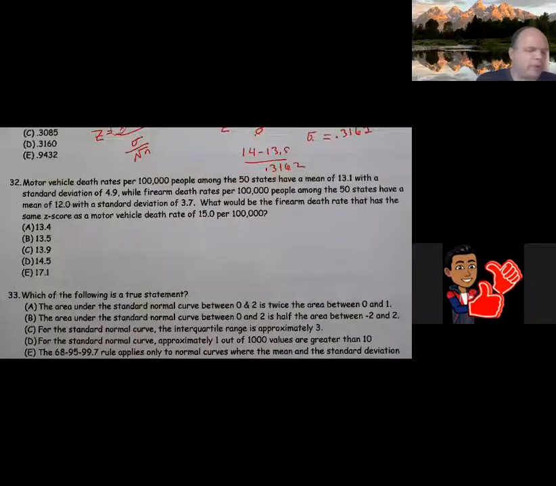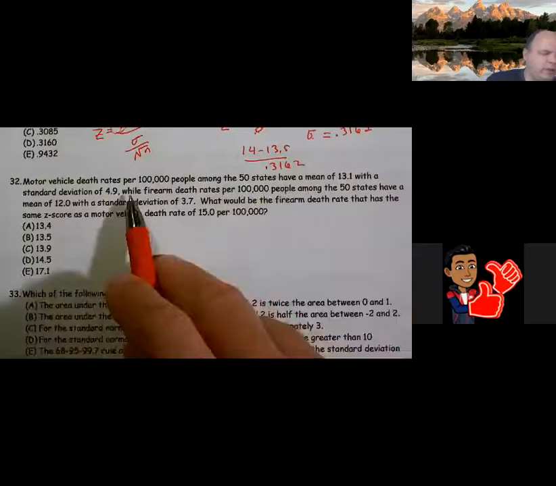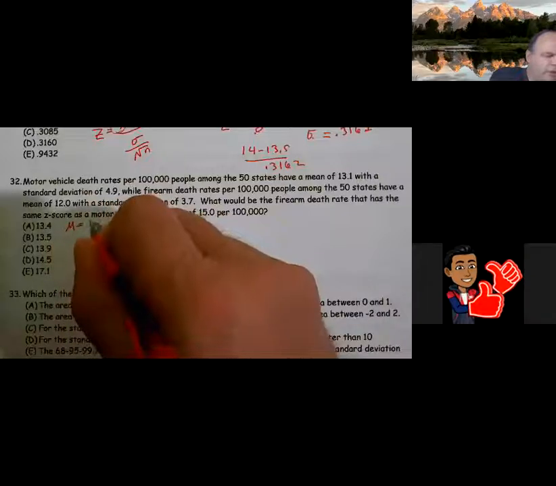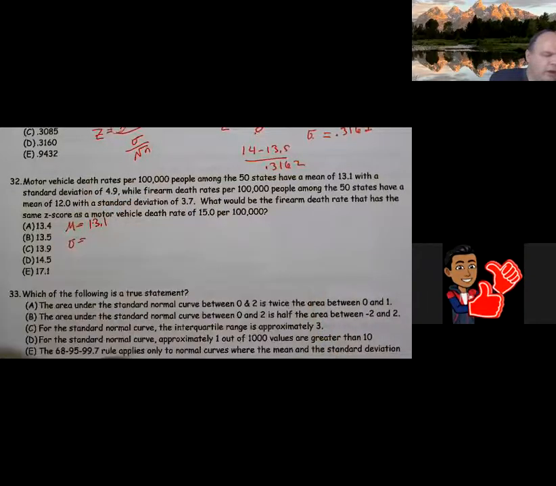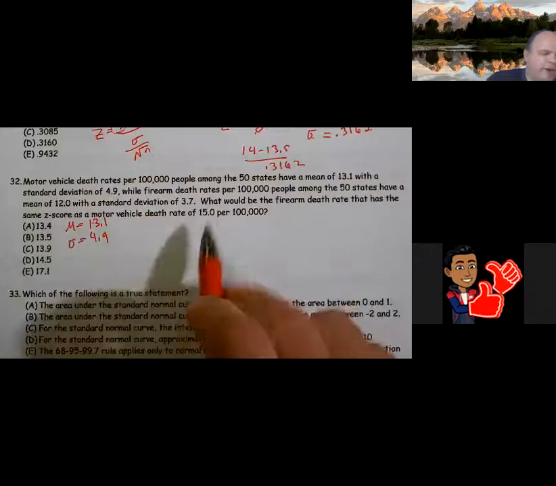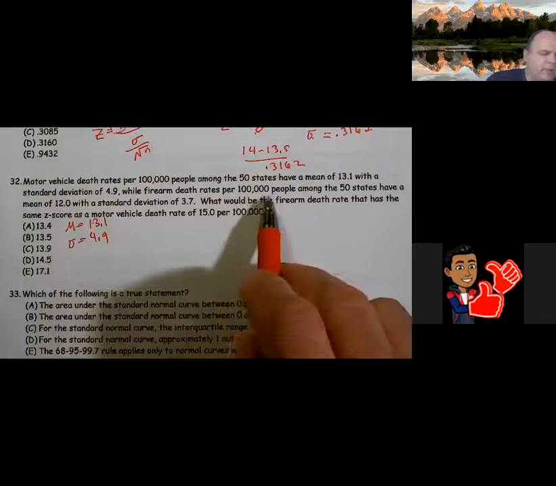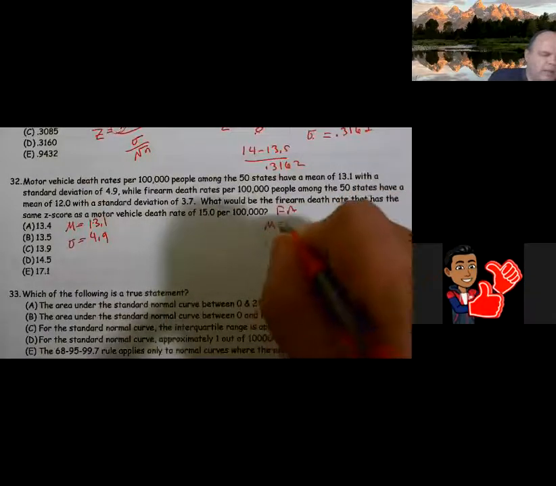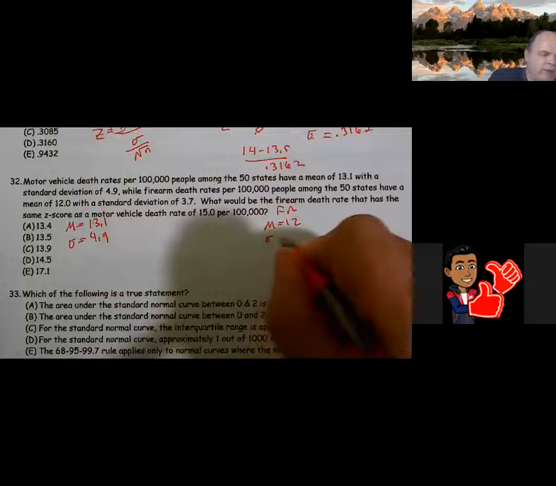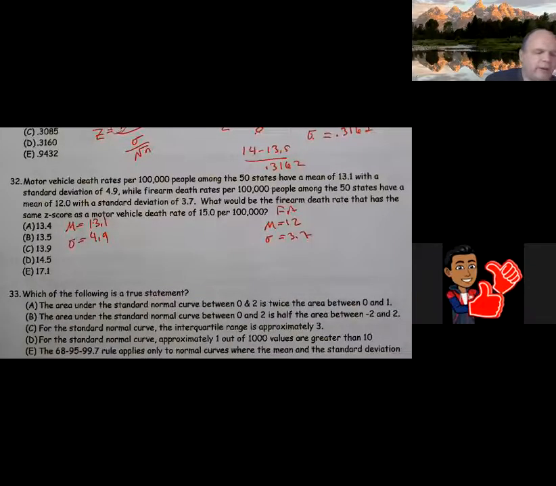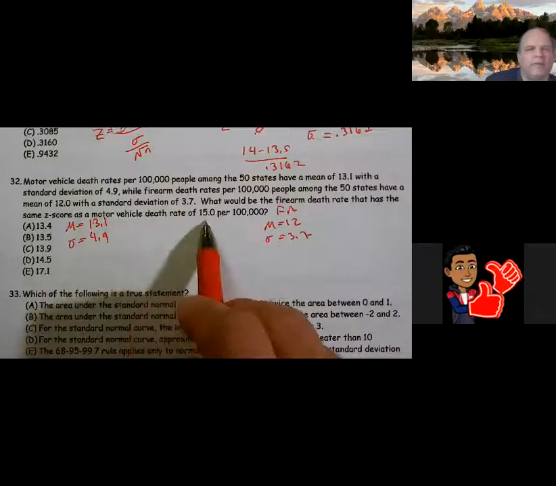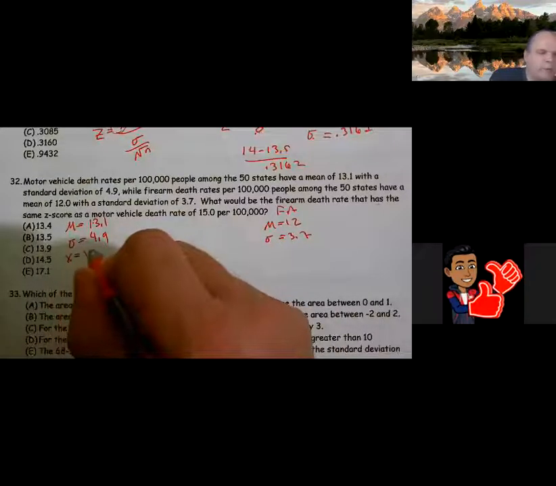Motor vehicle death rates per 100,000 among the 50 states has a mean of 13.1 and a standard deviation of 4.9. While firearm death rates per 100,000 among the 50 states have a mean of 12 and a standard deviation of 3.7. What would be the firearm death rate that has the same z-score as a motor vehicle rate of 15? So over here we have x equals 15.